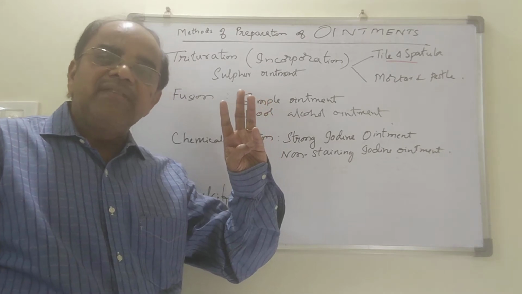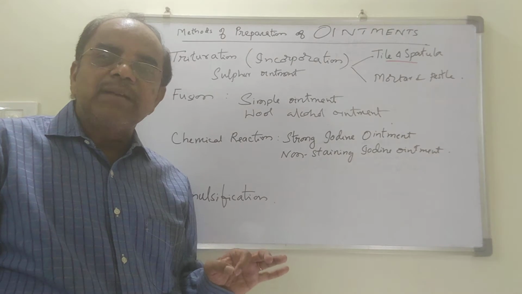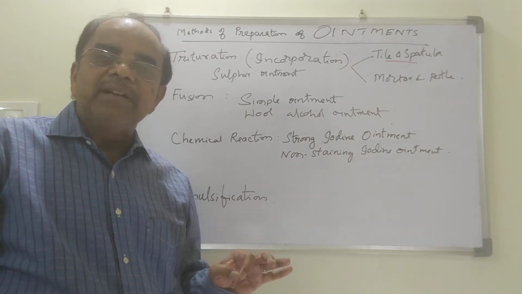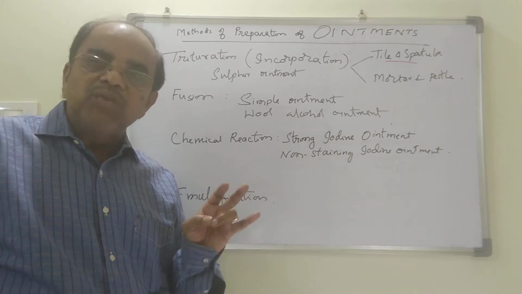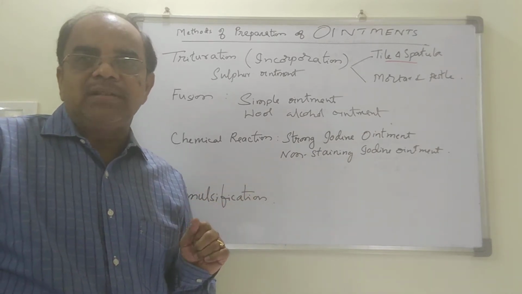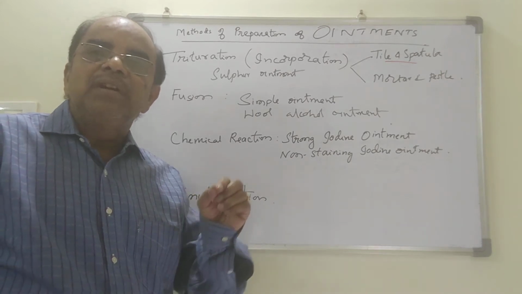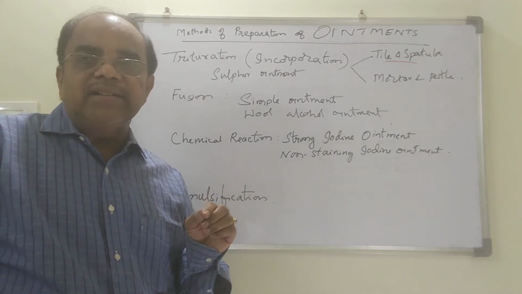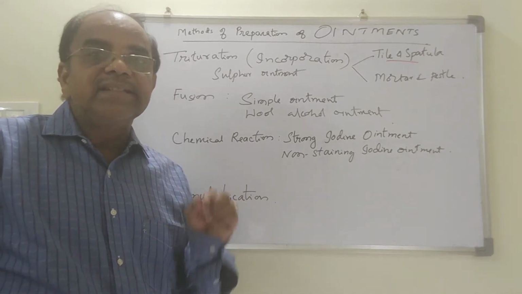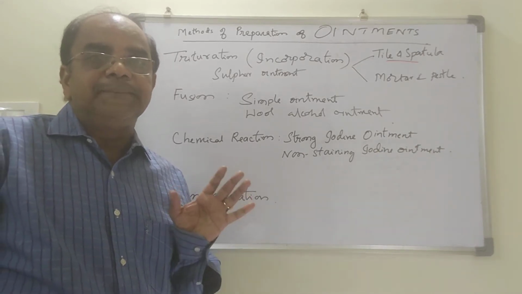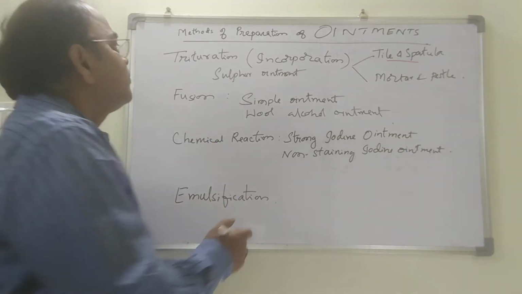Trituration is a very simple technique. We can incorporate both solid medicament or liquid medicament into the ointment base. The fusion technique involves some heating process in a water bath only, of course. Here one important thing: we have to melt the ingredients in the decreasing order of their melting point. Third one, chemical reaction. One by one we will see that now.